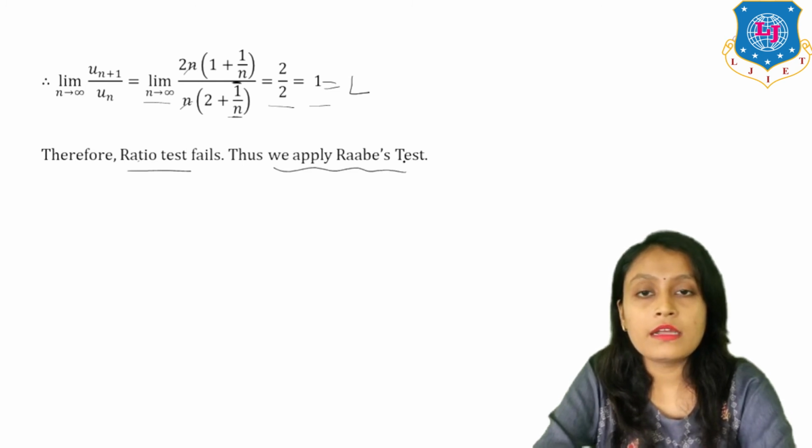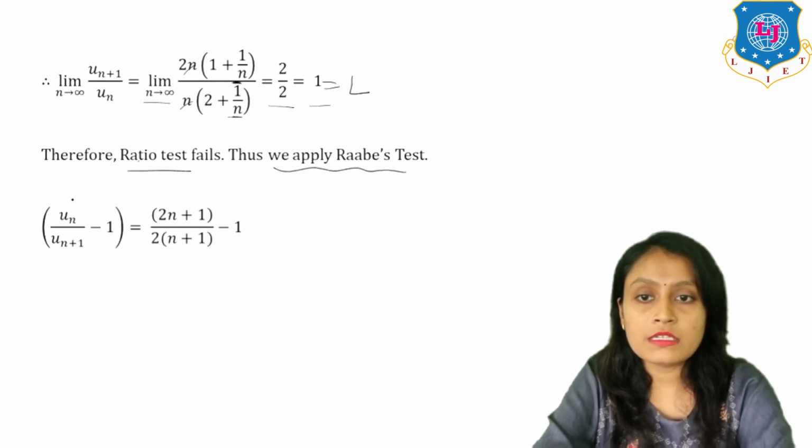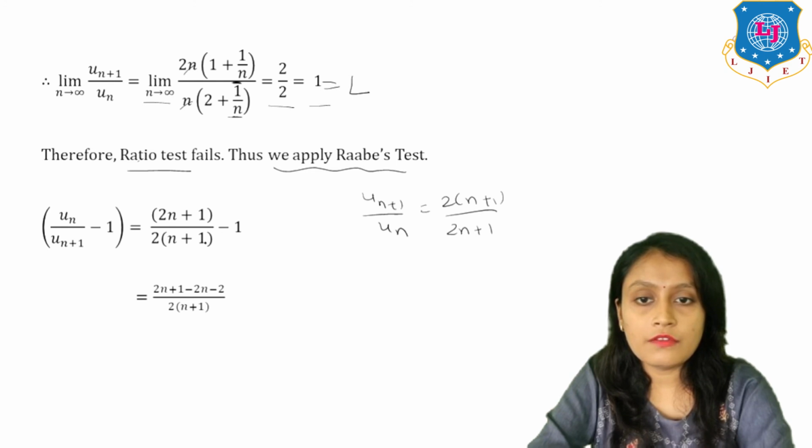So we will apply Raabe's test. For Raabe's test, we first have to find the term un upon un plus 1 minus 1. We already have un plus 1 upon un as 2 into n plus 1 upon 2n plus 1. Just reverse it, and you get 2n plus 1 upon 2 into n plus 1, minus 1. Simplify by cross multiplying: 2n plus 1 minus 2n minus 2 upon 2 into n plus 1. The 2n gets cancelled, so what remains is minus 1 upon 2 into n plus 1.